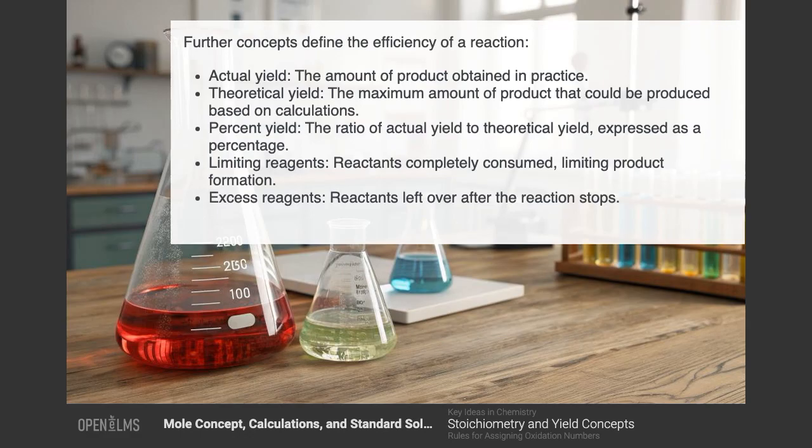Further concepts define the efficiency of a reaction: actual yield, the amount of product obtained in practice; theoretical yield, the maximum amount of product that could be produced based on calculations; percent yield, the ratio of actual yield to theoretical yield expressed as a percentage; limiting reagents, reactants completely consumed, limiting product formation; excess reagents, reactants left over after the reaction stops.